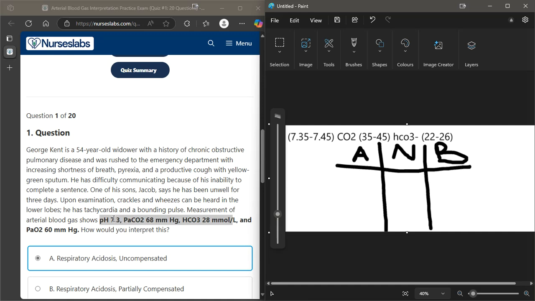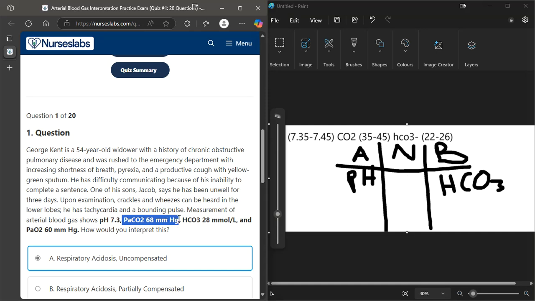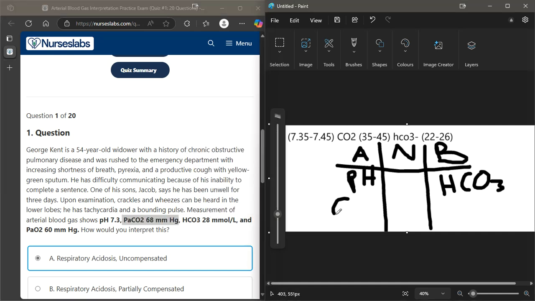So in this case, the pH is 7.3. 7.3 is less than 7.35, so pH will be put in the acidic tab. Then we have our bicarbonate, which is 28. The normal range of bicarbonate is what? 22 to 26. So 28 is above that, so we will place our bicarbonate under the basic part. And then we have carbon dioxide. I don't know how I missed that. Carbon dioxide is 68, and the normal range is 35 to 45. Anything above 45 for carbon dioxide is acidic. So carbon dioxide will fall under the acidic tab.